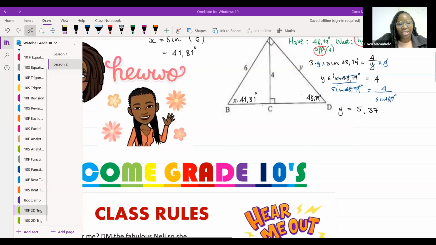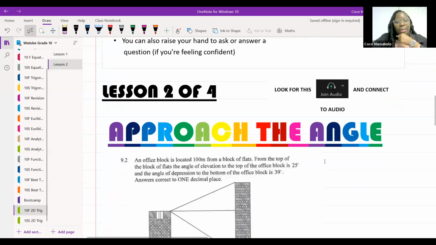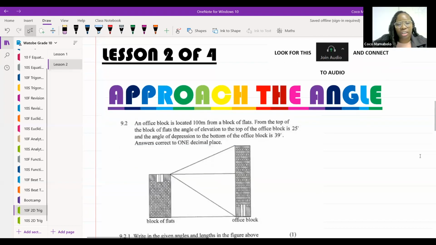All right. Excellent. Today is quiz day, but we'll get to that in just a second. Now let's think about putting the angle together with what we've learned about finding lengths. We're going to be putting these two things together as before, but in more of an angle of elevation problem. Let's look at what we do. They say an office block is located 100 meters from a block of flats. From the top of the block of flats, the angle of elevation to the top of the office block is 25 degrees.